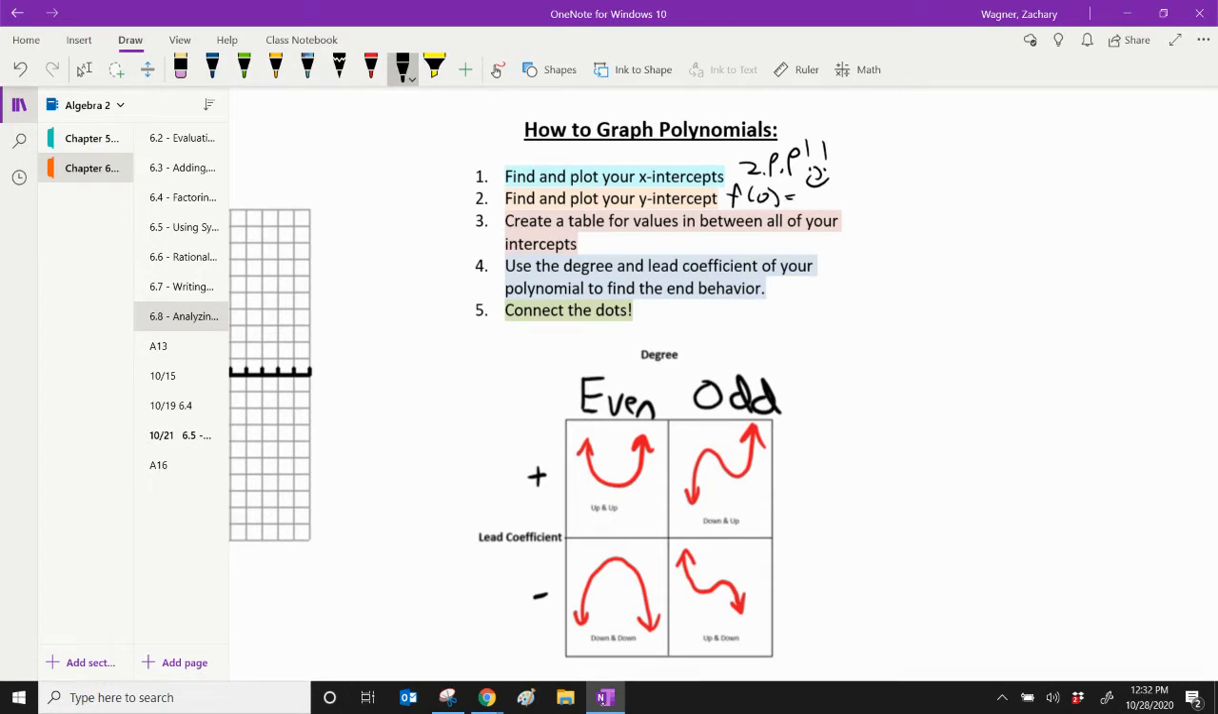Create a table for all your values in between your intercepts. That's your x over y. Use the degree and lead coefficient of your polynomial to find the end behavior. Use this chart, which I'll go over once we find this. Then connect your dots. Let's get ready to rock.